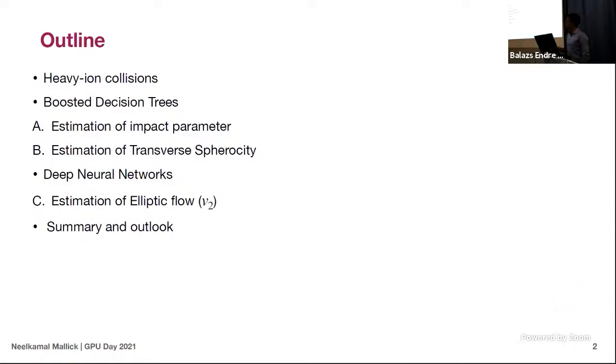I will talk about the heavy ion collisions and why they are important. And then I will go to the estimation of impact parameter and transverse velocity observables. And I will talk about the deep neural networks that we use to develop a model to estimate the elliptic flow. And at the end, I will conclude my talk with summary and outlook.